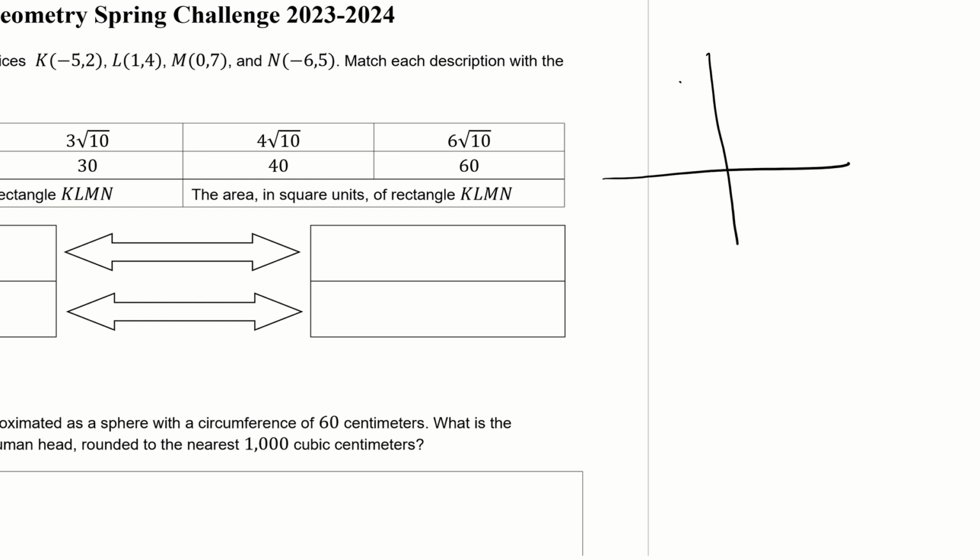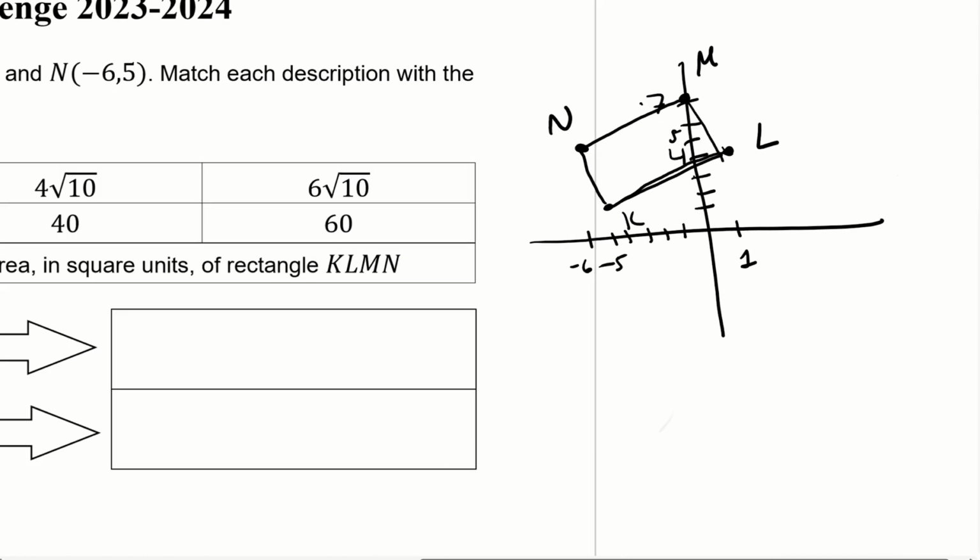All right, so K, I'm just going to do a quick graph. So K, 1, 2, 3, 4, 5. 1, 2, 4, 5, 6, 7. That's -6, -5. And 1, 2, 3, that's 4. Okay, so then we got 1 here. So 1, 4, that's L. We got 0, 7, that's M. We got -6 and 5. That's N, and then we got 1. Yeah, we just did that one. -5 and 2. And that's K. All right, so there's our rectangle.